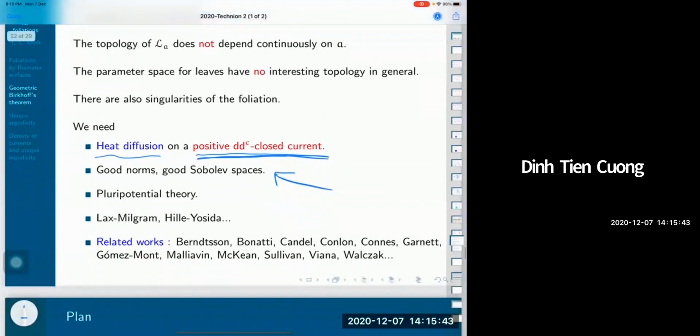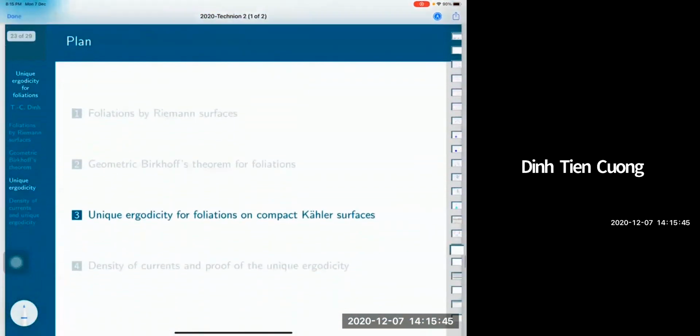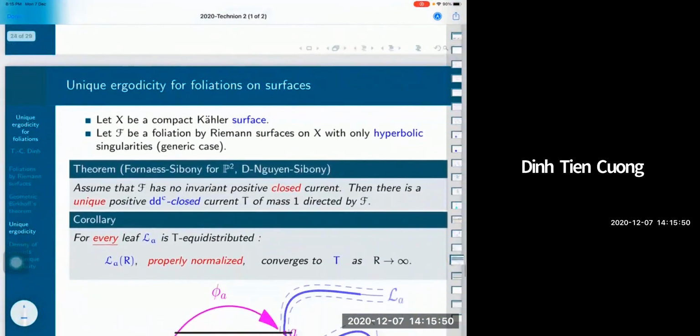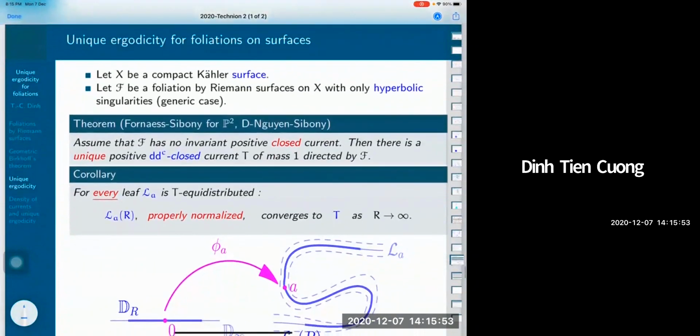So let me go to the main theorem of this talk. Now I'm talking about the unique ergodicity for foliations, but now we are in dimension 2, so k equals 2 here. The dimension of X is equal to 2. I assume that X is a compact Kähler surface. I take P2, for example, it's okay. I need one more hypothesis: I assume that the singularities are hyperbolic. This is also a generic case.